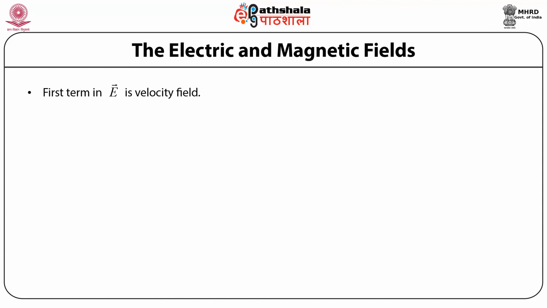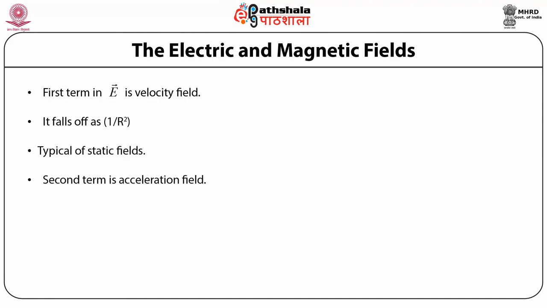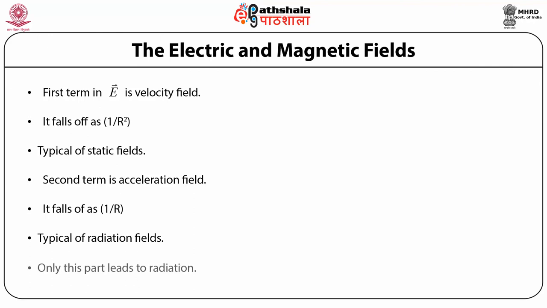The first term in E is the velocity field. It falls off as 1 divided by R squared, typical of static fields. The second term is the acceleration field. It falls off as 1 divided by R and is typical of radiation fields. Only this part leads to radiation.